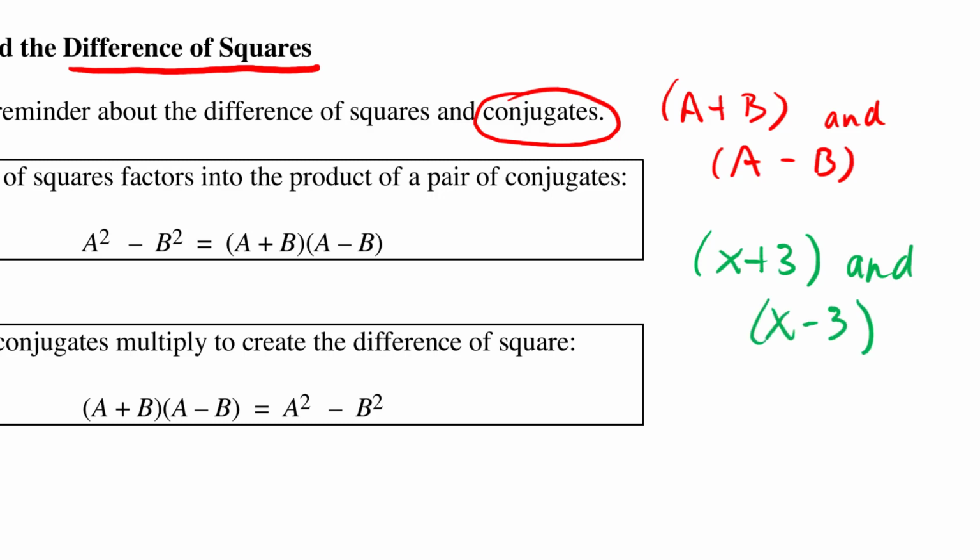And the connection between conjugates and the difference of squares is, if we start with the difference of squares, such as x squared minus 9, it always factors into a pair of conjugates, x plus 3 times x minus 3.